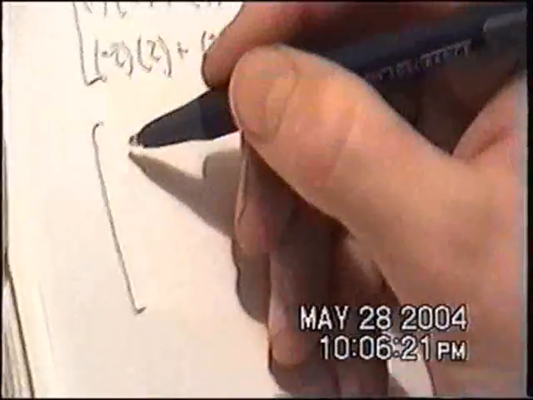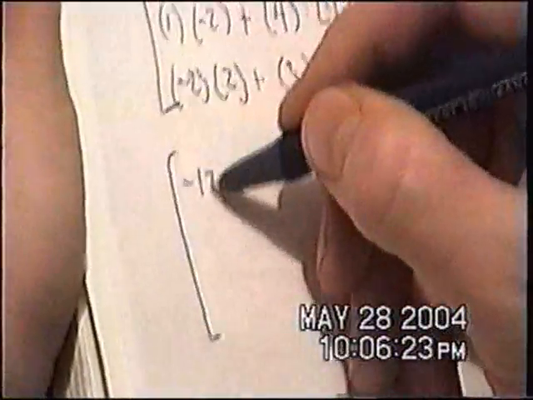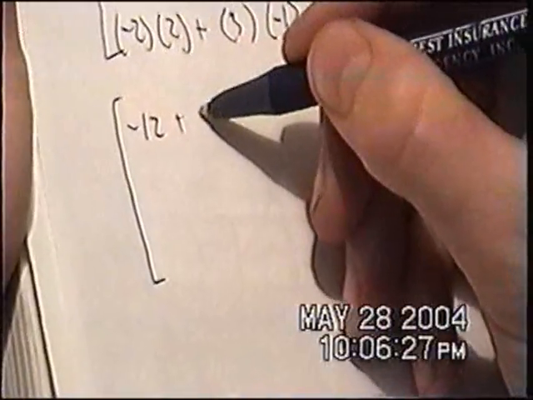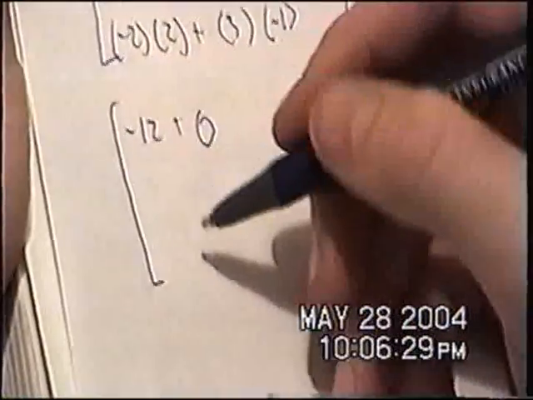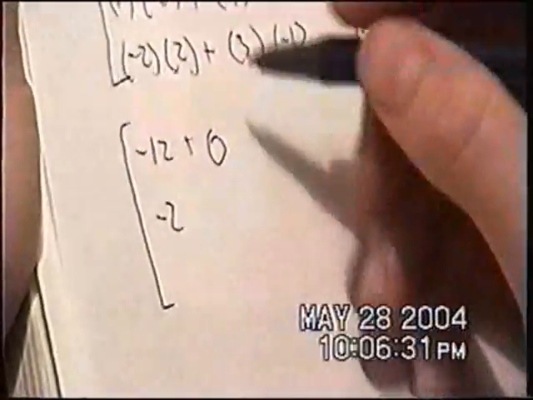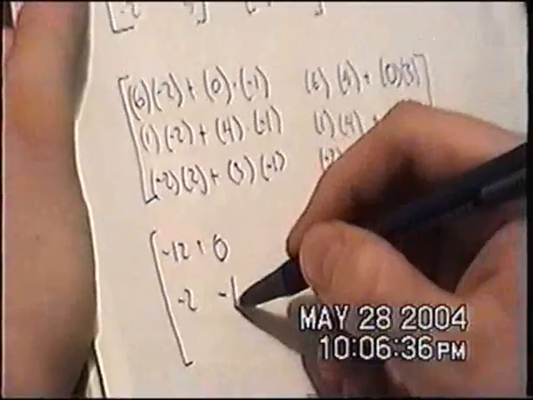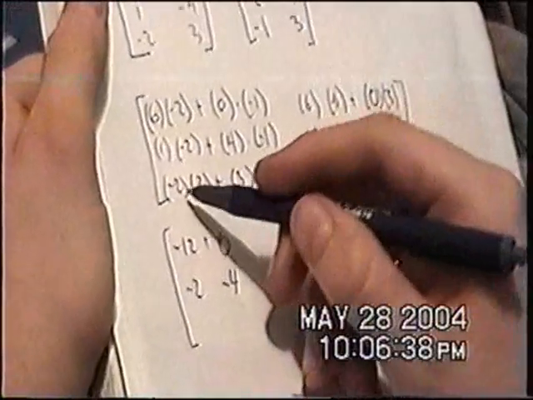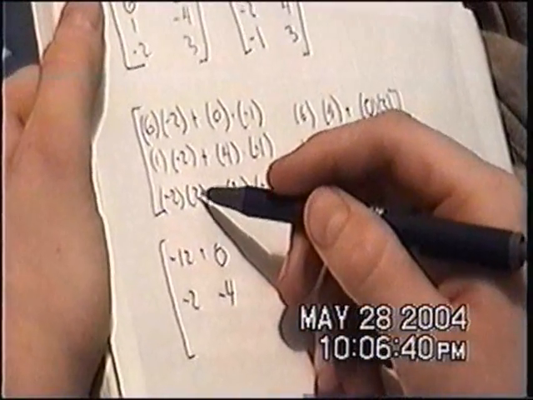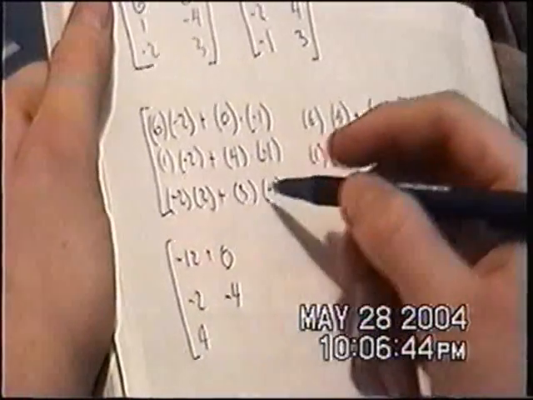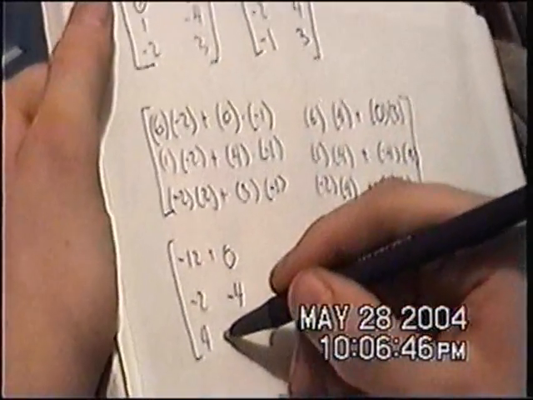6 times 2, negative 2, is negative 12, plus 0 times negative 1 is 0. 1 times negative 2 is negative 2, plus 4 times negative 1 is negative 4. Negative 2 times 2 is 4, while 3 times negative 1 is negative 3.